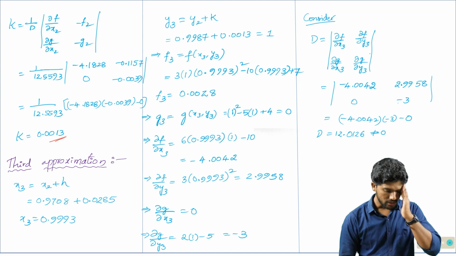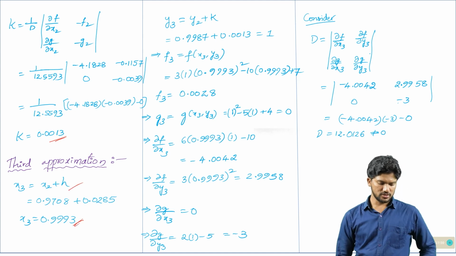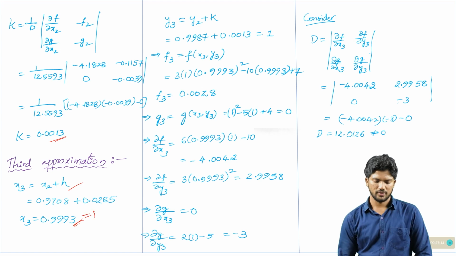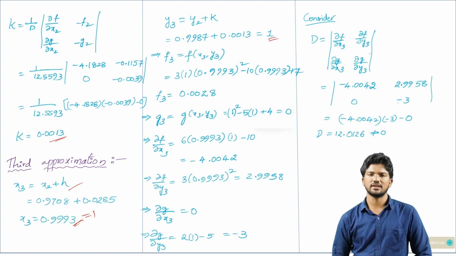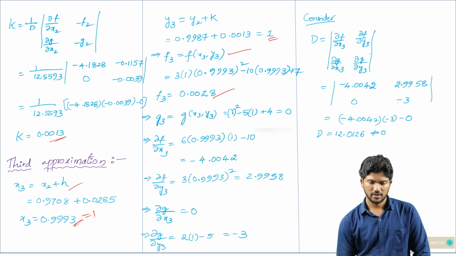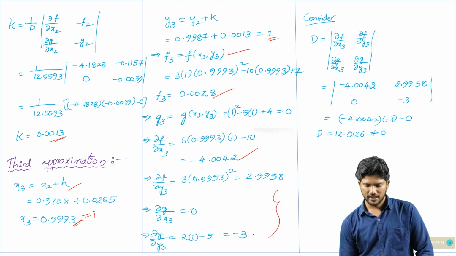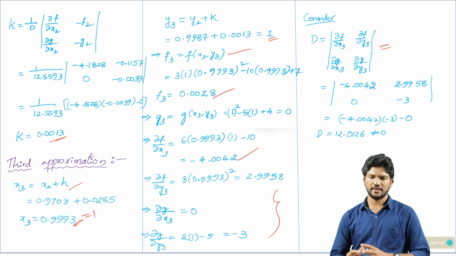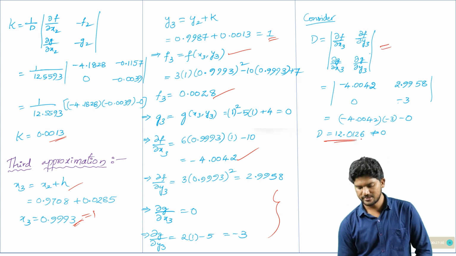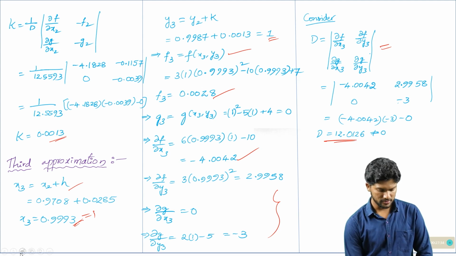So therefore, third approximation: x3 is approximately equal to 1, and y3 is also exactly equal to 1. So f of x3, f3 value and g3 value, these are the corresponding values after finding them. Substitute in capital D, where the determinant is again not equal to 0, 12.0126.